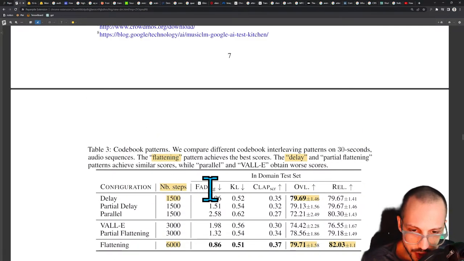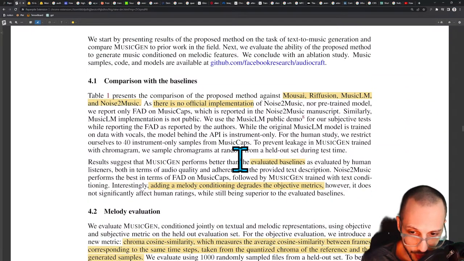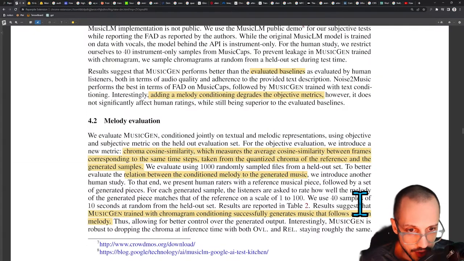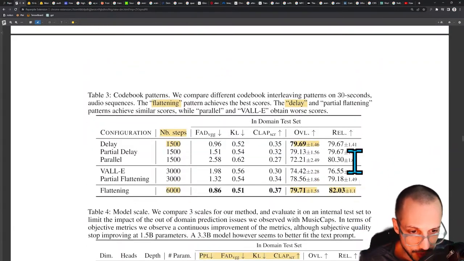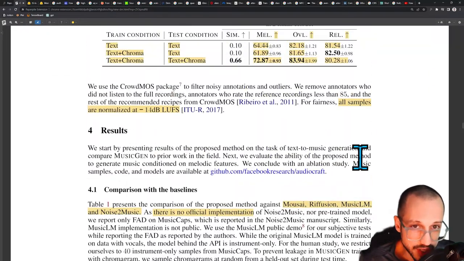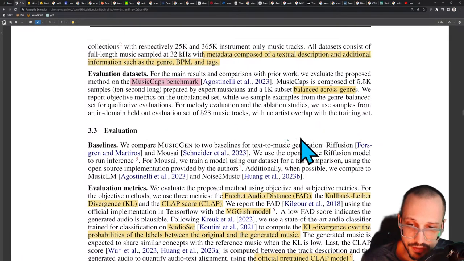They compare their generated music, which they train on an internal secret data set. So we don't actually know what data set they train this on, but they have a couple different metrics that are based on distances in some model embedding space, or the difference between a distribution from an audio classification model, which is this KL. But then they also evaluate with human evaluators. Based on the human evaluations, to be honest, it doesn't look like this paper achieves much. The results are on par with the other models they compared to, such as Refusion, Moose AI, and so on.